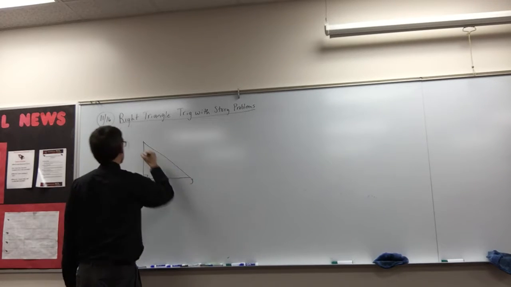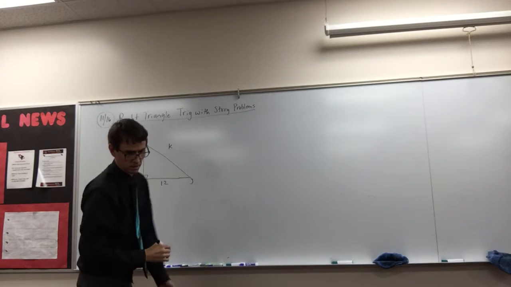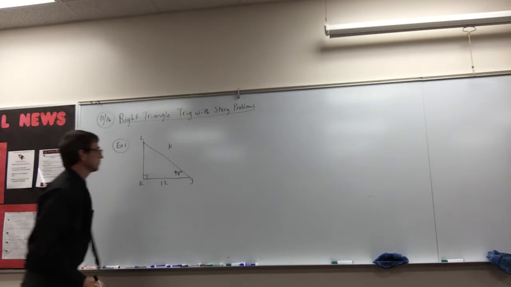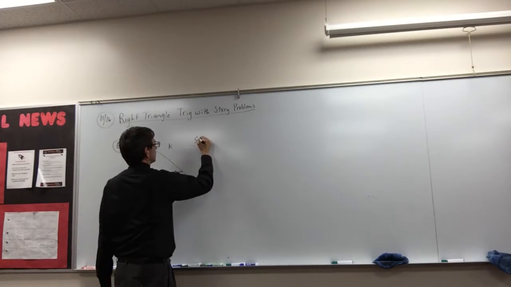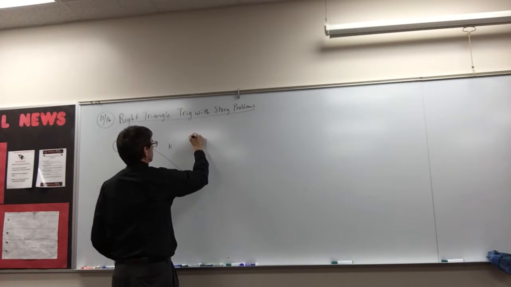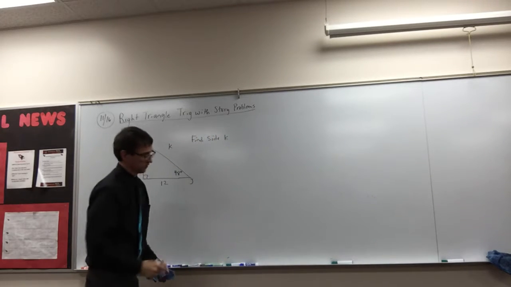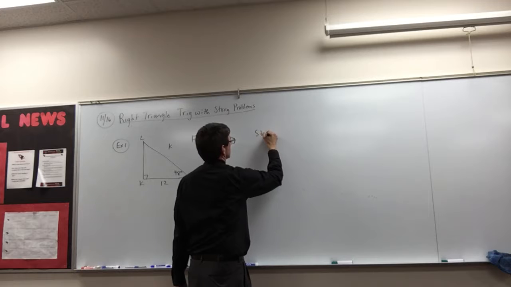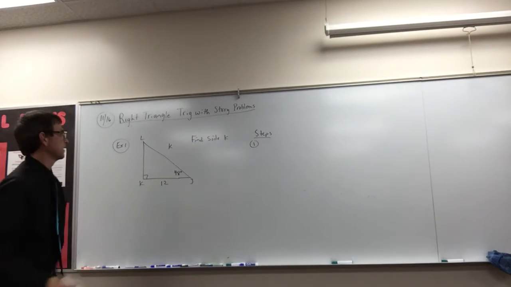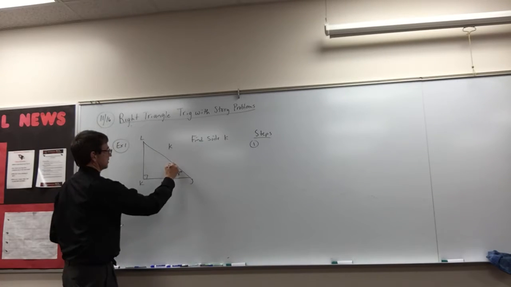J, K, L. I want to find little k, and the angle is given as 48 degrees. They're going to give you information. They're going to say find side k. So the first step in doing these is you need to label the sides that you're given with opposite, adjacent, and hypotenuse.